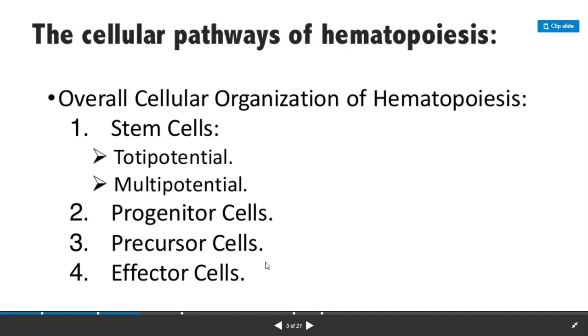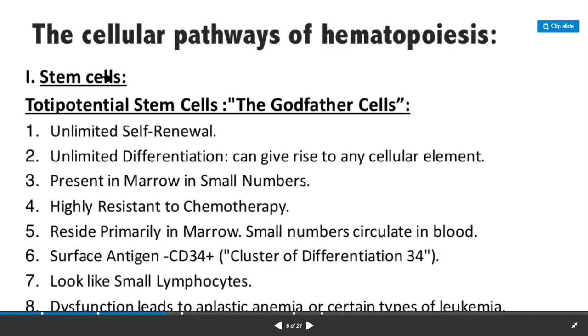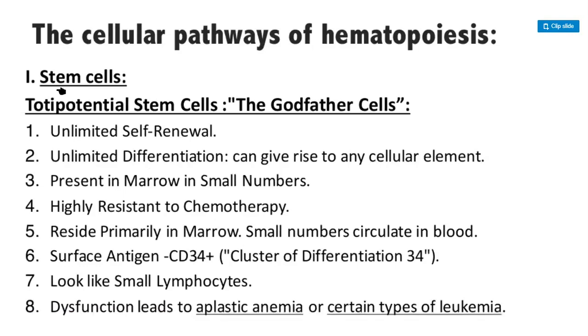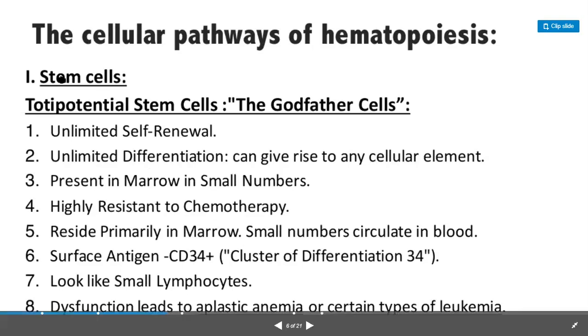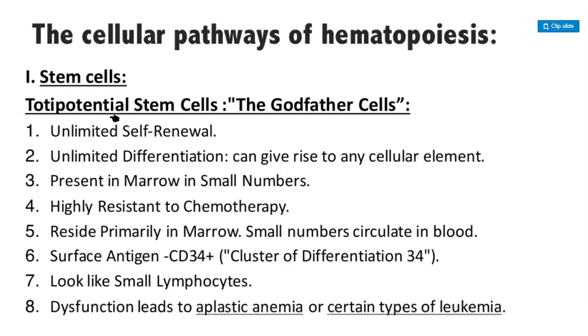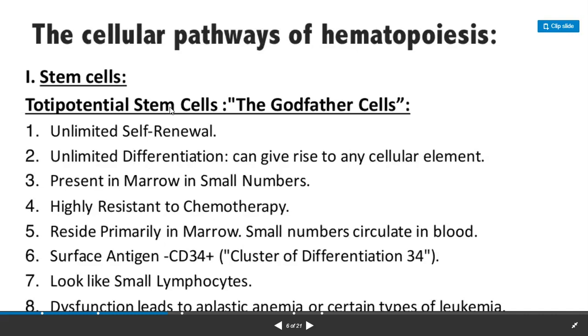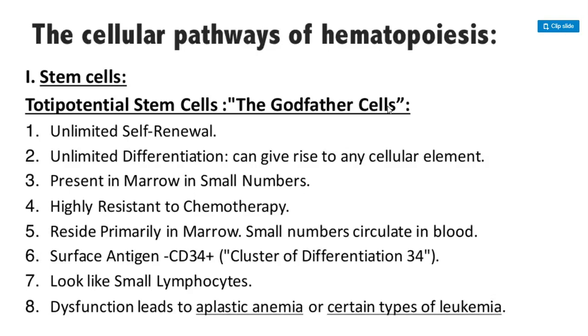Now let's go to the next slide. So what are stem cells? Let's look at stem cells. So stem cells are, as we said, the originators or the first group of cells that initiate the process of hematopoiesis. Okay, they are the foundation from which all other cells are formed. Now, these stem cells, we had said, are of two types: the totipotent stem cells and the multipotent ones. So the totipotent stem cells are also called the godfather cells. Why? Because we had said that they are the first cells from which all other cells are produced.